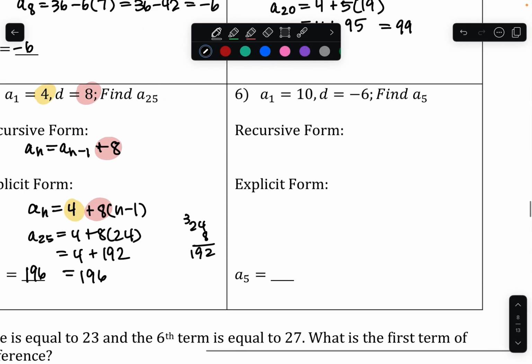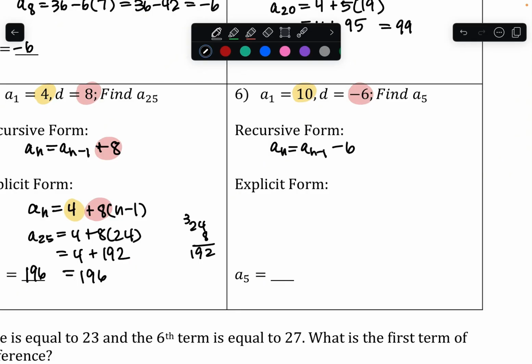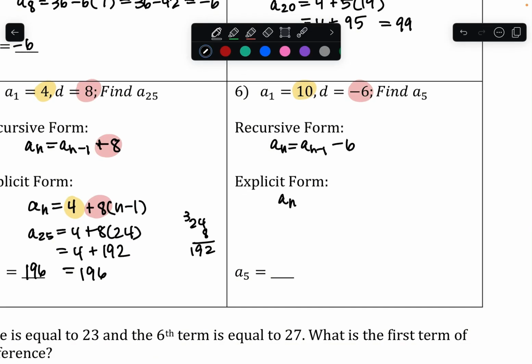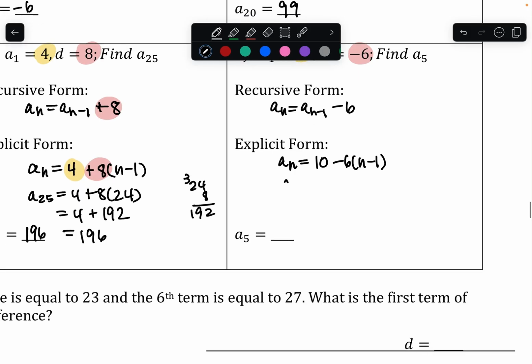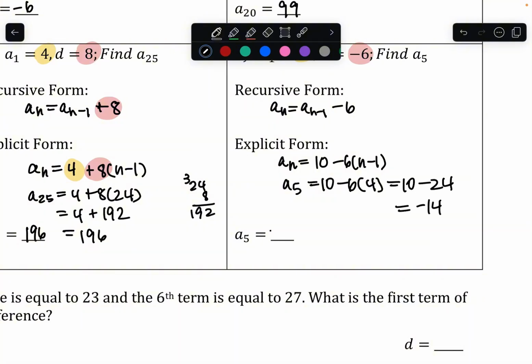Okay, this next one, our first term is 10. Our common difference is negative 6. So my recursive form would just say take the previous term and subtract 6. My explicit form would say take the first term and subtract 6 and minus 1 more times. Okay, and so for A5, we would take the 10 and subtract 6 4 times, which is 10 minus 24, which is negative 14.